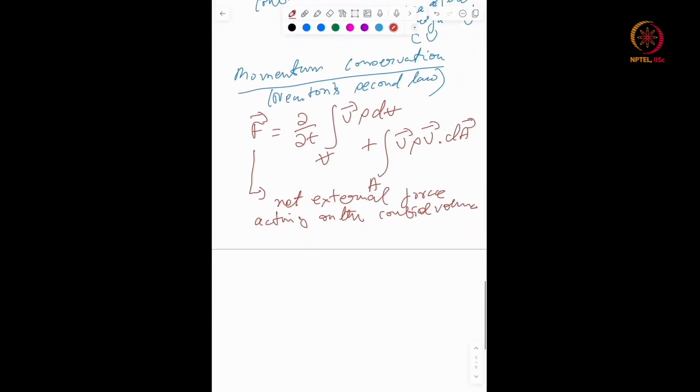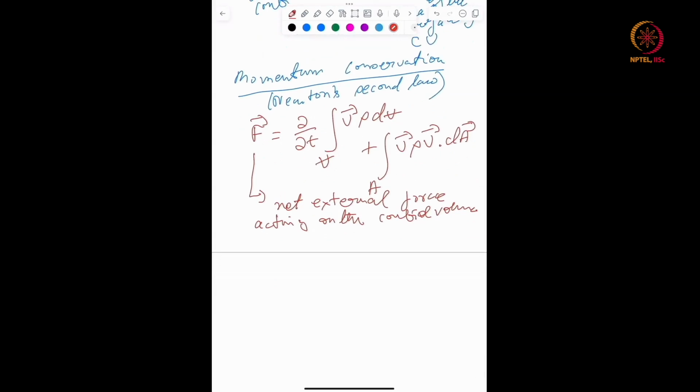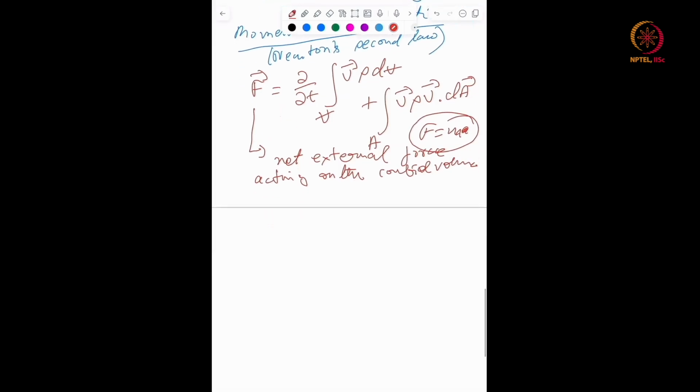Okay. So it is F equal to ma. Essentially, this is F equal to ma. So that is the whole thing. Okay. So then, of course, you have the energy, which is basically the first law of thermodynamics. So basically, conservation of energy.